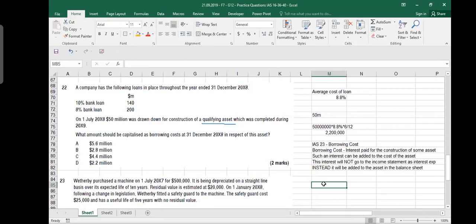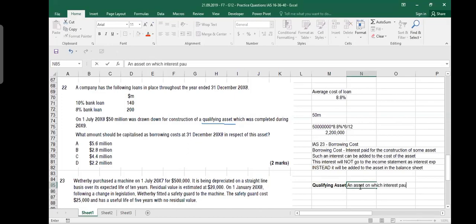Okay, sir. Now, it looks like the question is: what is a qualifying asset? A qualifying asset means an asset on which interest paid can be capitalized. Capitalized means that you can add it into the cost of the asset. So which assets can you do it for? There is a separate standard for capitalization, IAS 23. There's a lecture on that. When you go to the folder, there's a lecture named IAS 23 Borrowing Costs.